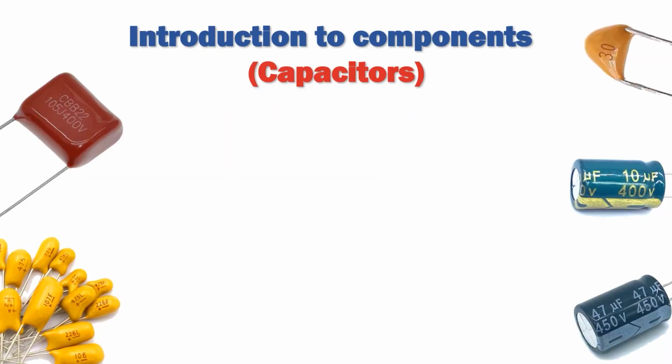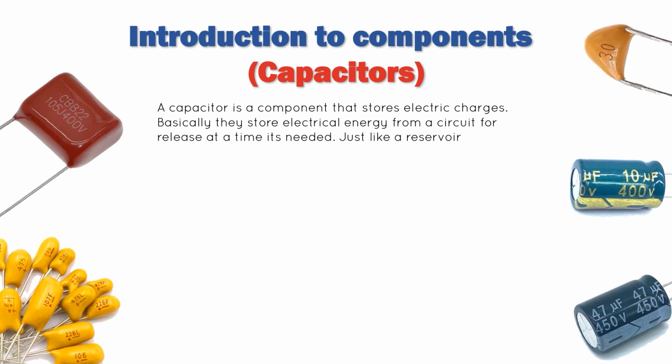A capacitor is a component that stores electric charges. Basically, they store electrical energy from a circuit for release at a time needed, like we have in reservoirs. A capacitor will charge to the voltage of its source, because at that point, current flow into it stops, since the voltage difference enabling that has been removed. If it's disconnected from its source at this point, it remains charged until discharged. It has two basic symbols, one for polarized and the other for non-polarized.